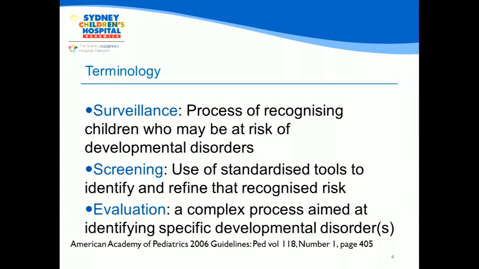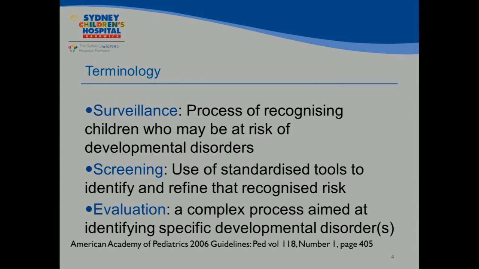What I mean by surveillance comes from the American Academy guidelines around looking for developmental and behavioural difficulties in children. So surveillance is the process of recognising a child who may be at risk of a developmental difficulty, and all health professionals who work with children should be doing this at every visit. So this is looking for a potential problem, being aware that there's a potential difficulty, or that this child has a higher rate of risk than other children do.